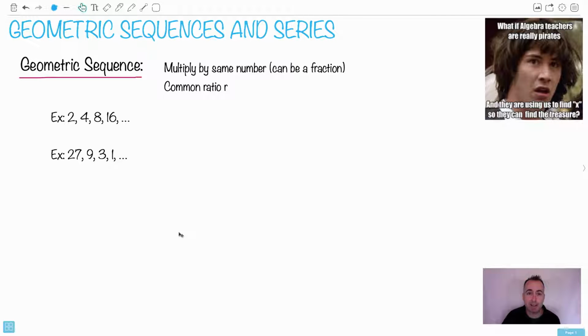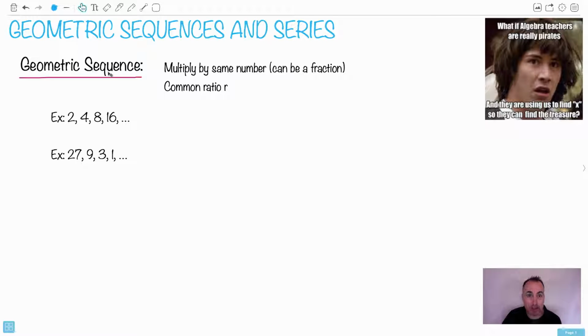Geometric sequence. All right, let's do geometric sequences and series. Like this with Keanu Reeves, if your algebra teachers are really pirates, and they're using us to find X so they can find the treasure. Oh, okay. So we've got a geometric sequence.